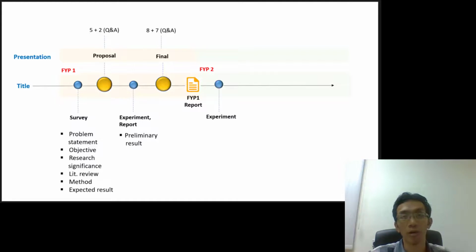So at this point, we already expect you to be in the lab doing the experiment, or in case you are doing the simulation, you start doing the simulation. When you are doing FYP2, basically you are in the final year of your semester in this university. Because you have to perform your experiment, some of you need to access the lab, so we allow you to come back to the university to perform this.